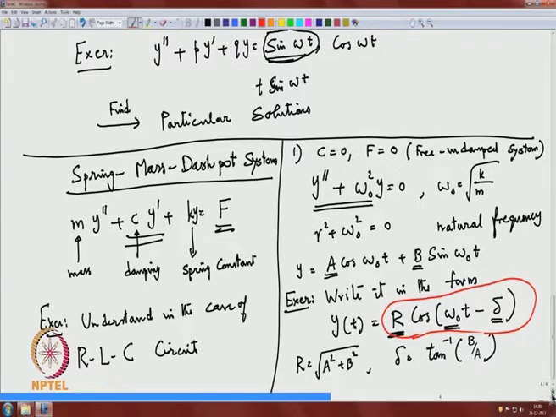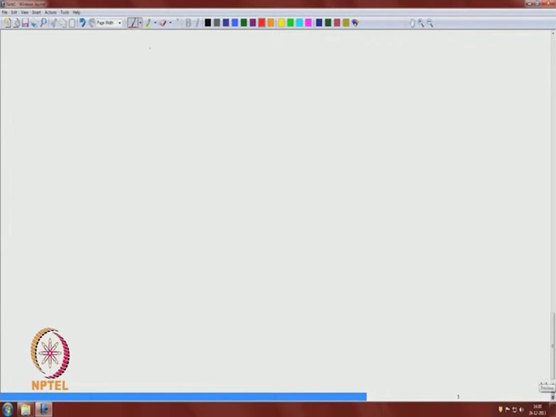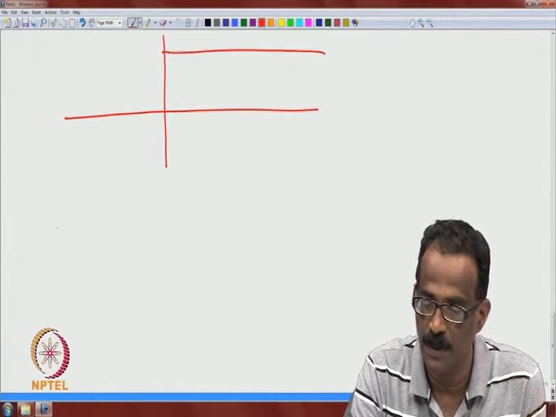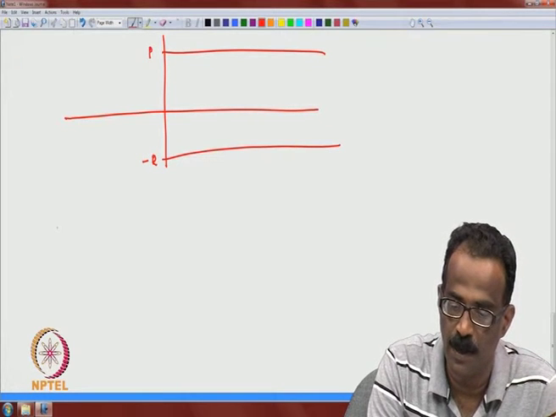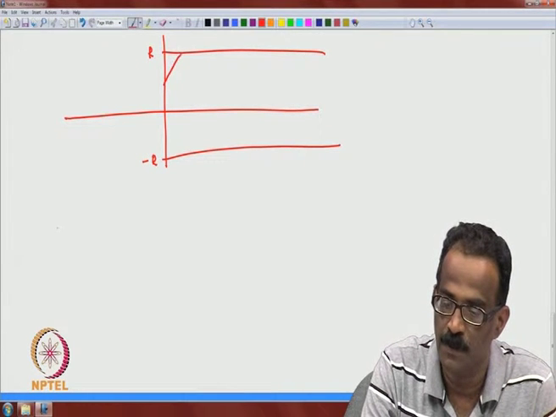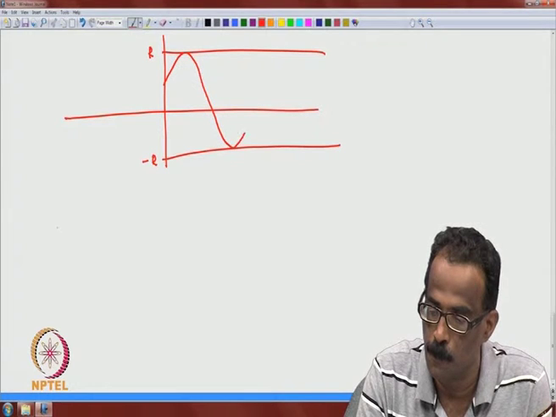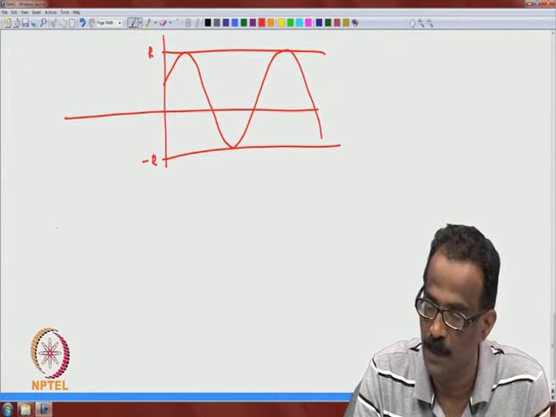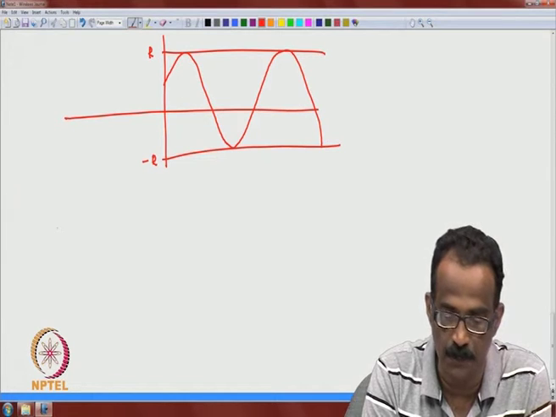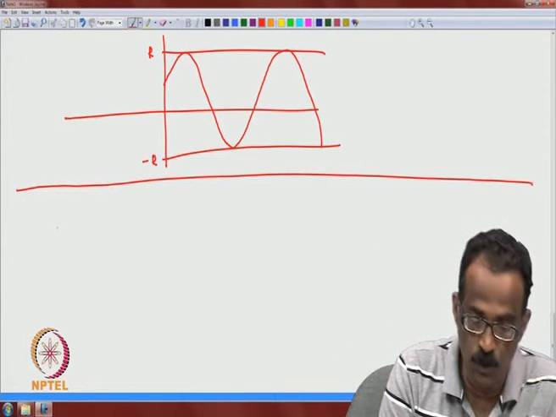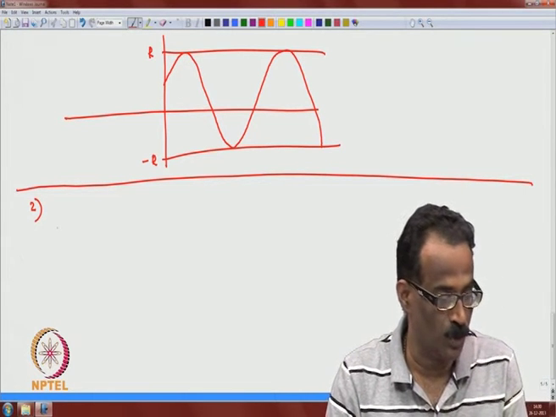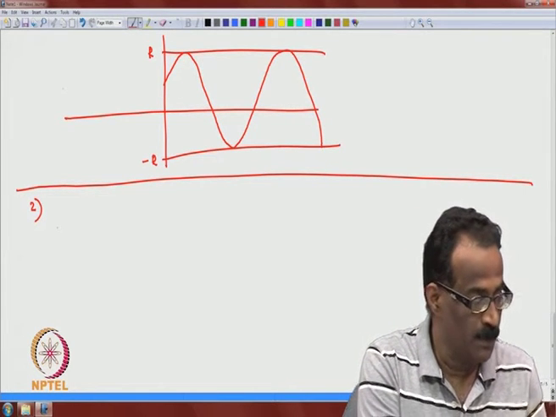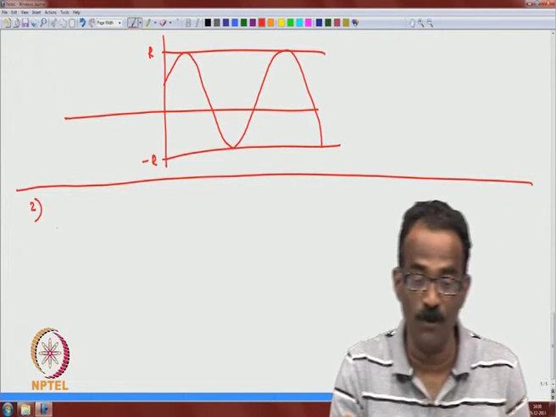So, if you plot this curve, you will get the solution. This will be your minus r, this will be your r, with a phase difference. It will oscillate and the oscillation never stops, as expected. That is the first case. So, there is no damping and there is no external force.